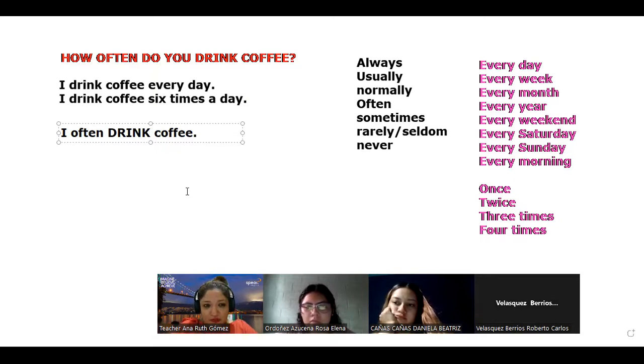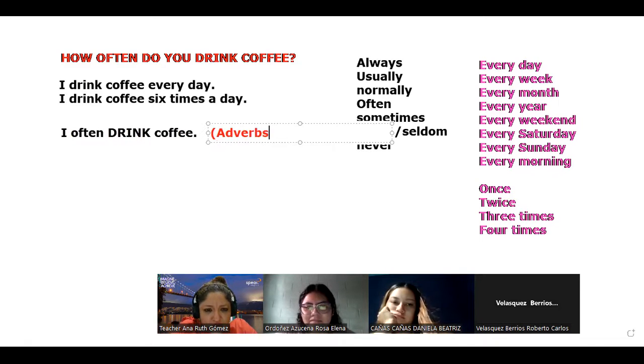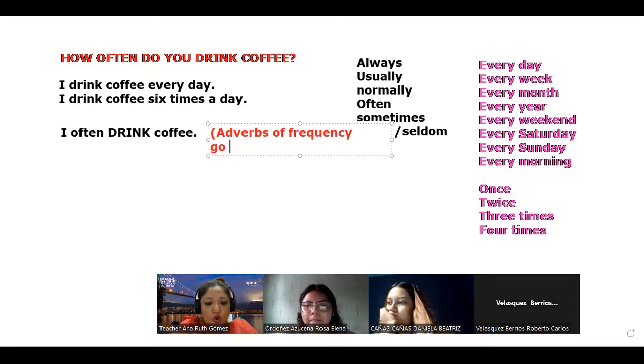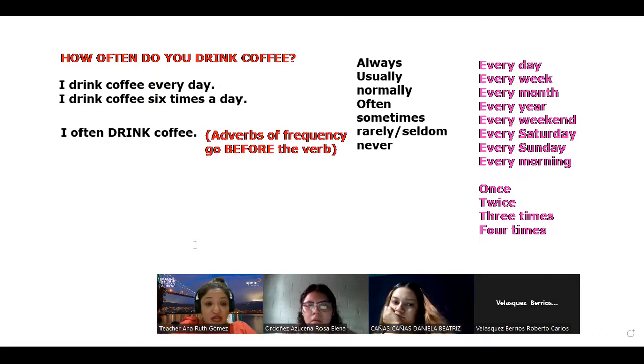Okay, adverbs of frequency, por si no se acuerdan esto del nivel pasado, se lo voy a recordar. Rosa sí se acordó, she remembered. So you say, adverbs of frequency go before the verb. Okay, this is something very important you need to remember. So it's not possible to say, often I drink coffee, or I drink coffee often. No. Often is before, antes, the verb. So you say, I often drink.